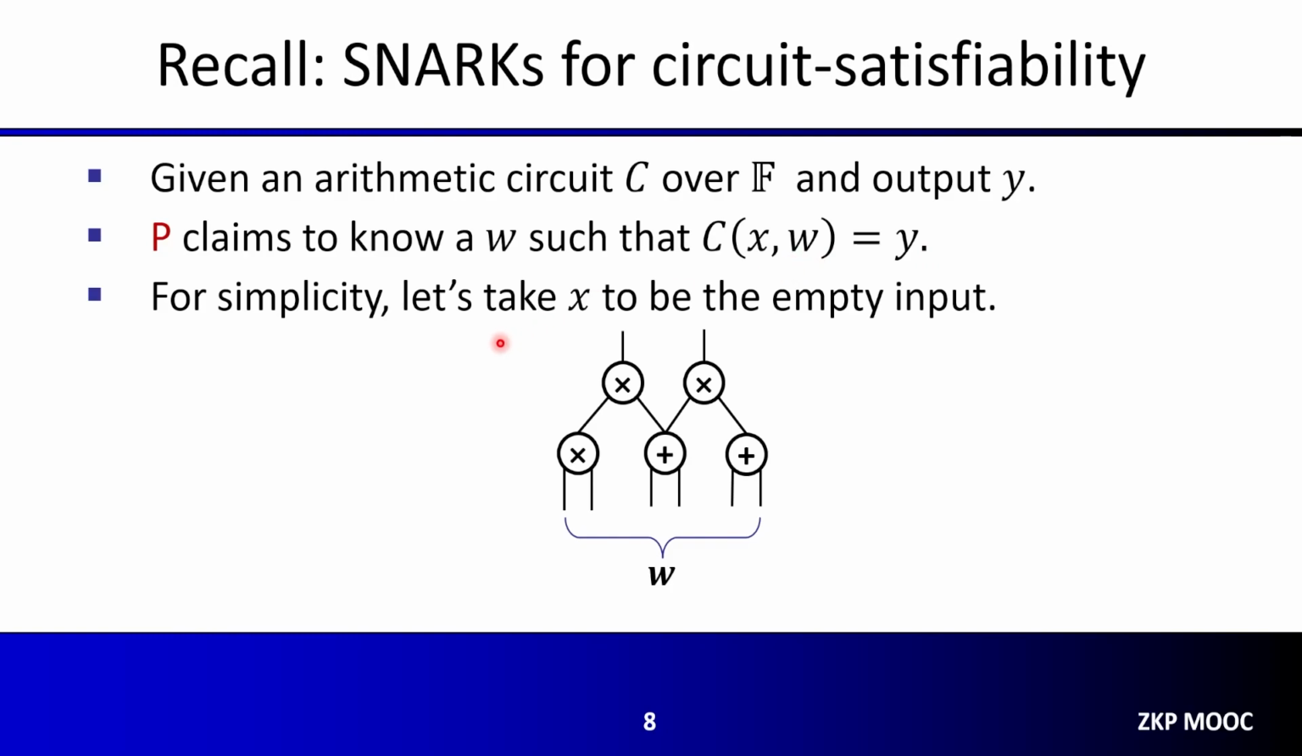And for simplicity, let's ignore this public input for the time being and assume that all the inputs are secret, held by the prover. So the prover is trying to convince the verifier that he knows the satisfying assignment, the input and values of the circuit, such that C of W equals Y. So that is the setting and the problem we are trying to solve.